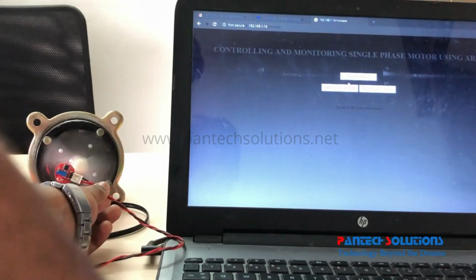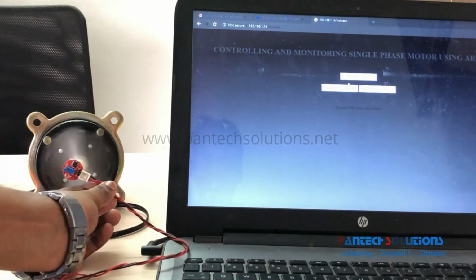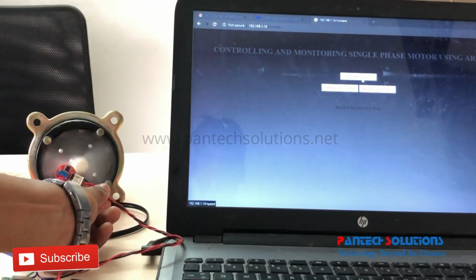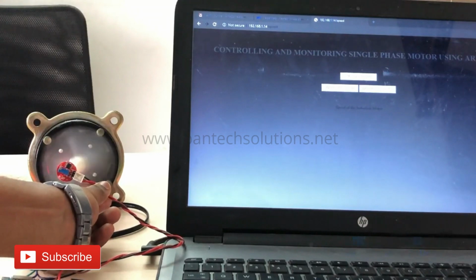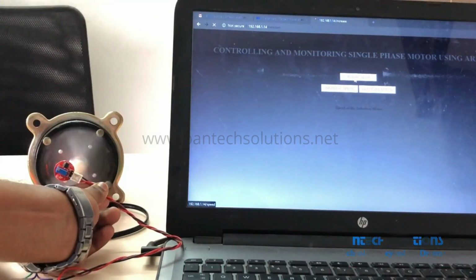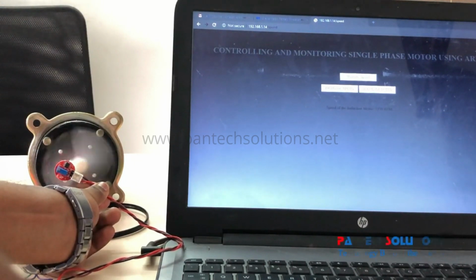The speed of the AC motor is measured by this sensor, and also click measure speed. At full speed, the measured speed is 3739 rpm.